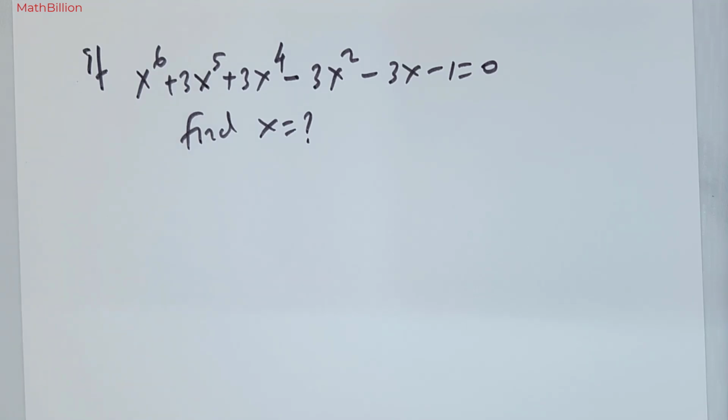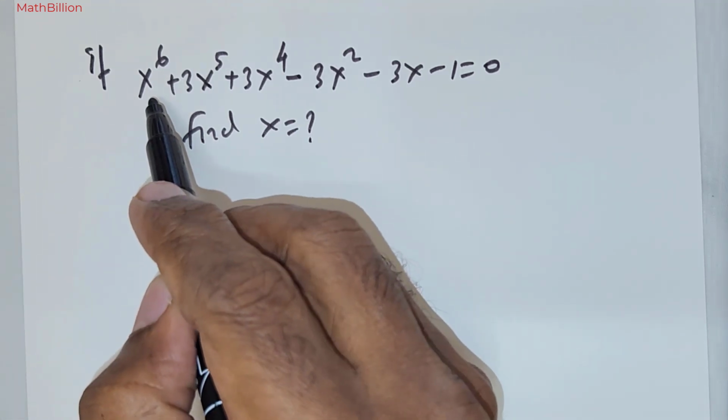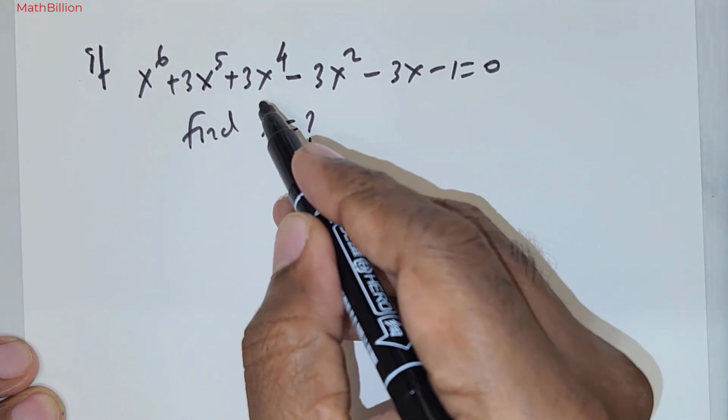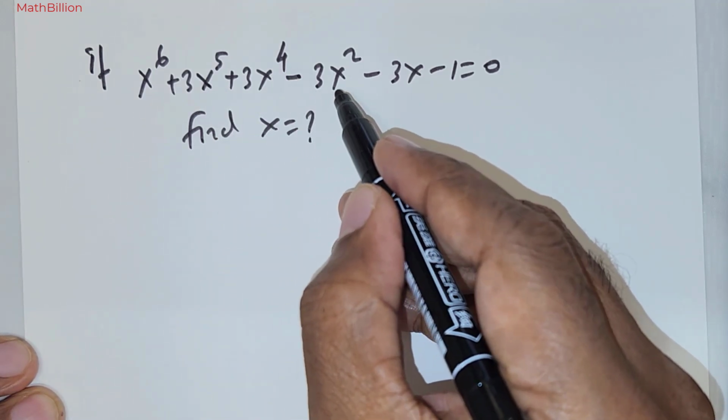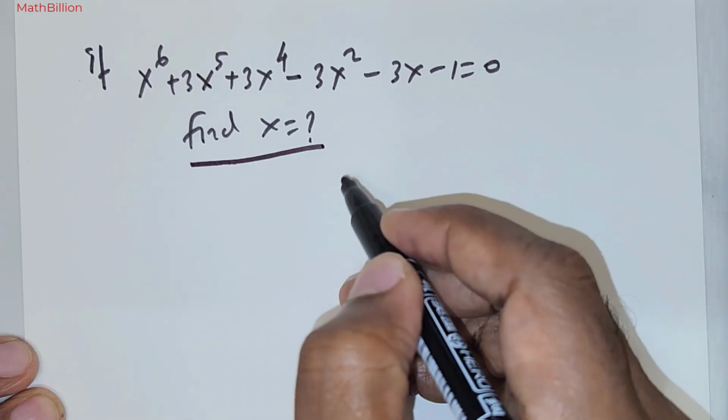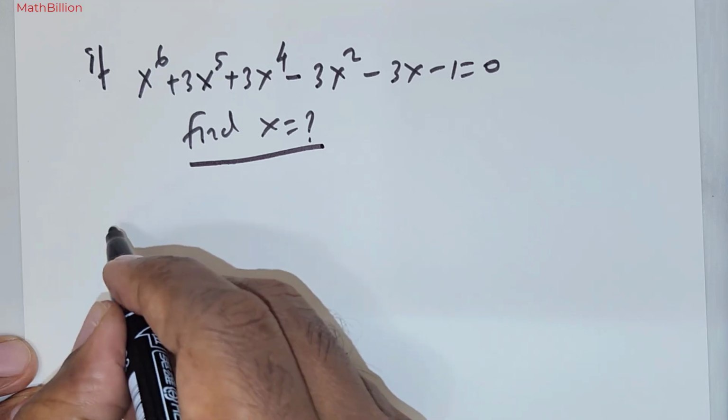Good day everybody. We've been given this question. If x^6 + 3x^5 + 3x^4 - 3x^2 - 3x - 1 = 0, we're expected to find the value of x.